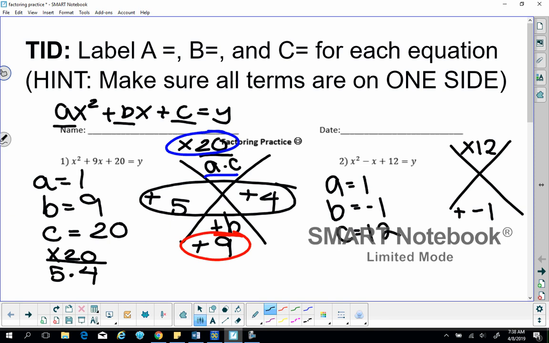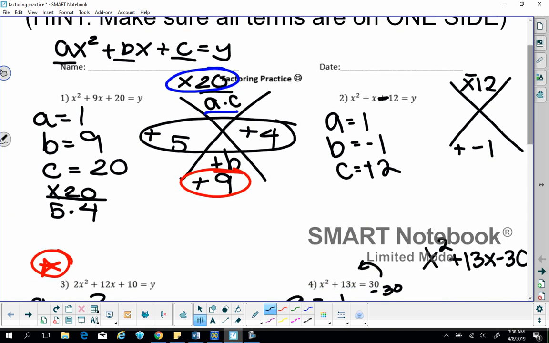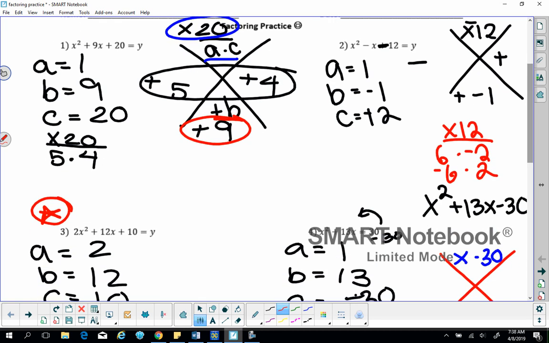This should be a minus right here. So change this to negative 12. Then right here, if I see it's multiplying to negative 12, I know that one of them has to be negative, one has to be positive. What numbers multiply to 12? 6 and 2, and so I'll put one of them negative: 6 times negative 2, negative 6 times 2. Do any of those add to negative 1? No. What else multiplies to 12?